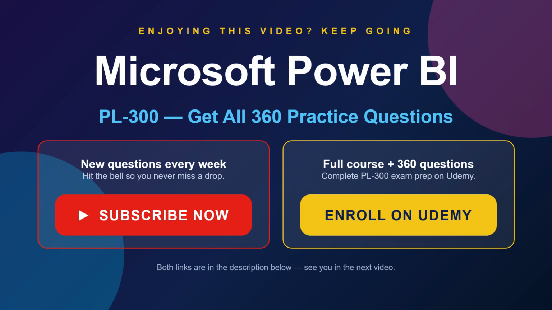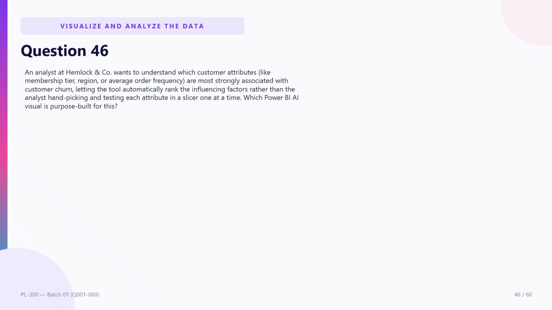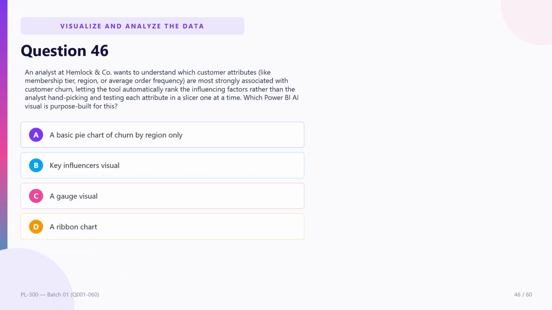Let's continue with the next question. Question 46. Visualize and analyze the data. An analyst at Hemlock & Company wants to understand which customer attributes, like membership tier, region, or average order frequency, are most strongly associated with customer churn, letting the tool automatically rank the influencing factors rather than the analyst hand-picking and testing each attribute in a slicer one at a time. Which Power BI AI visual is purpose-built for this?